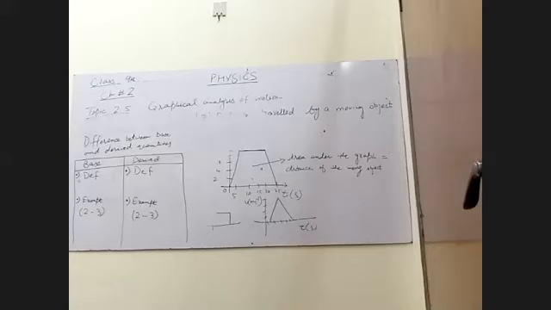After that, the question number 5, what is meant by vernier constant? Vernier constant is the least count of vernier caliper. You have to write out the definition of least count of vernier caliper, and then the formula of least count of vernier caliper, and then you have to find out its value, that is 0.01 centimeter and 0.1 millimeter.